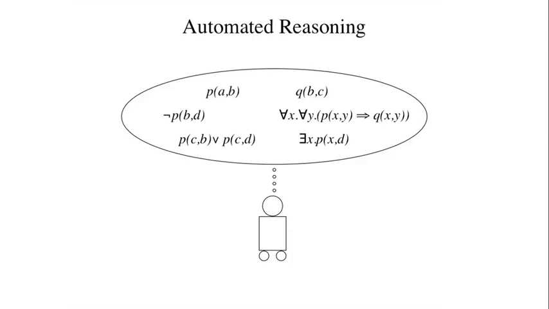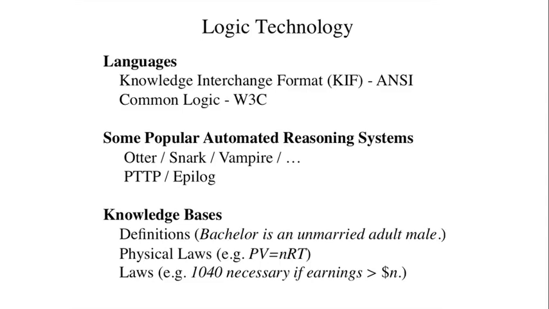Unfortunately, in some cases, this determination cannot be made and the procedure never halts. However, in many practical cases it works, and the idea is basically sound. Today, the prospect of automated reasoning has moved from the realm of possibilities to that of practicality, with the creation of logic technology in the form of 1. Standard logical languages, 2. Automated reasoning systems, and 3. The development of knowledge bases, definitions, physical laws, artificial laws, and so forth.